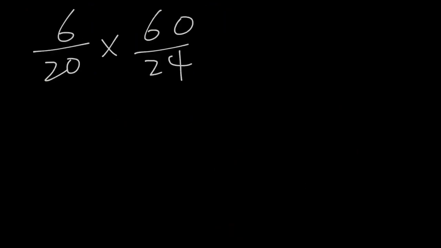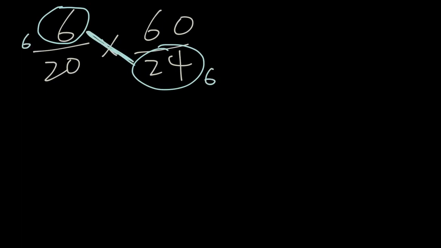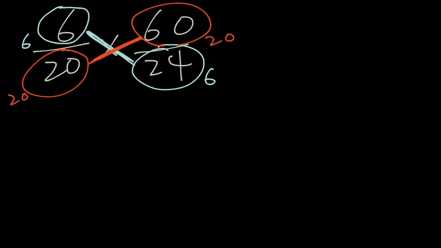Here is another example. By simplifying, we can simplify the numerator and the denominator, or we can simplify diagonally between the fractions. By looking at this question, we can see that the 6 and 24 are both divisible by 6. And the 60 and 20, they're both divisible by 20.